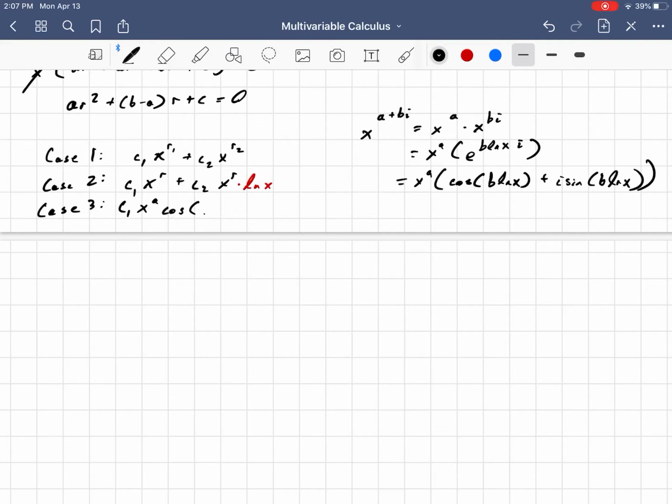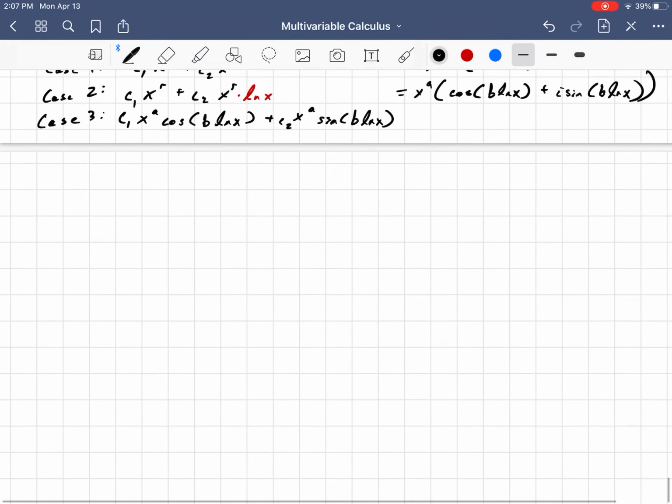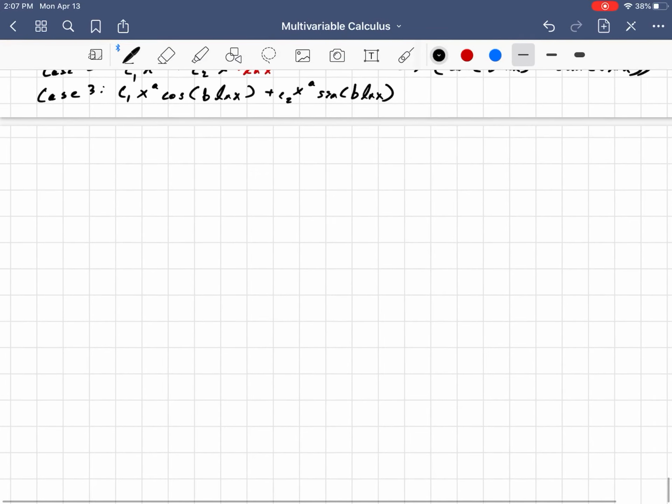So you can multiply that together, and of course it's a linear combination. So our general solution is c sub 1 x to the a cosine of b natural log x plus c sub 2 x to the a times the sine of b natural log of x. And those are all three possible cases that could happen.